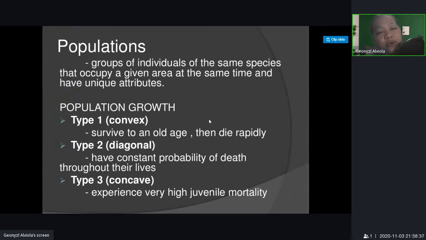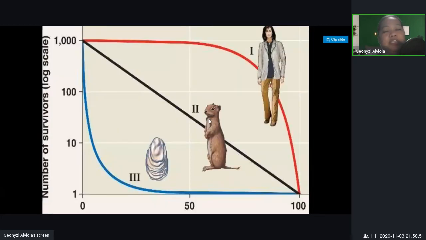So population growth, we have here type 1 convex, type 2 diagonal, and type 3 is concave. And as we have to determine from the following diagram, this is type 1, humans. Type 2 we have the squirrels, and type 3 are mussels or certain mollusca. On the x axis, we have the number of survivors, and on the y axis, we have the percentage of maximum lifespan.